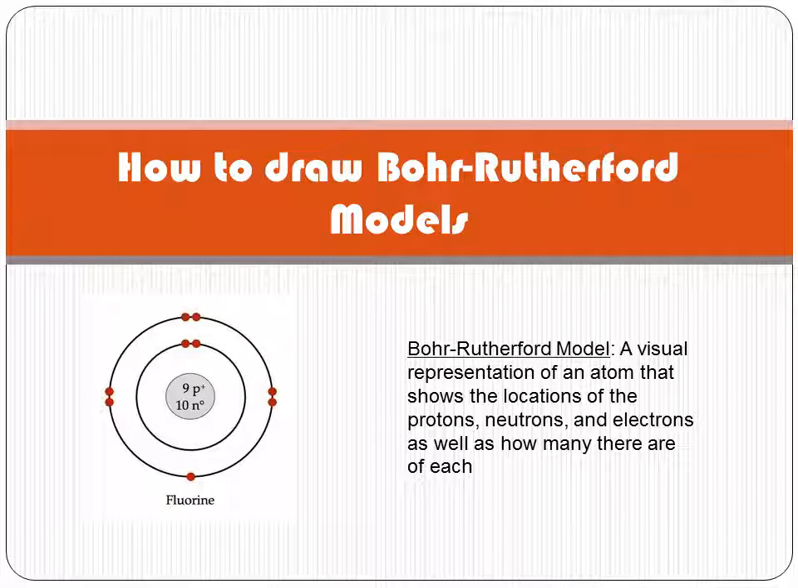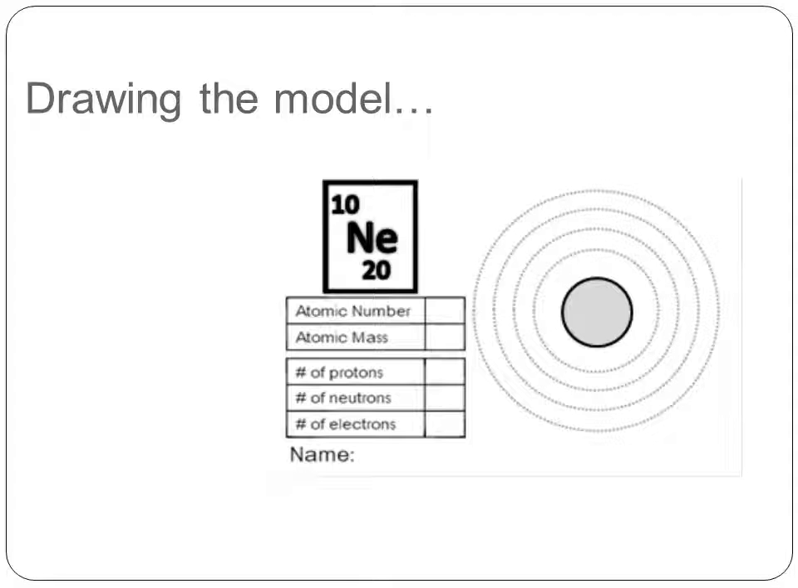Today we're going to be learning how to draw Bohr Rutherford models. A Bohr Rutherford model is a visual representation of an atom that shows the locations of the protons, neutrons, and electrons, as well as how many there are of each. This lesson is going to rely heavily on your knowledge of electron configurations, so if you need to go back and review that video before viewing this one, please do so now.